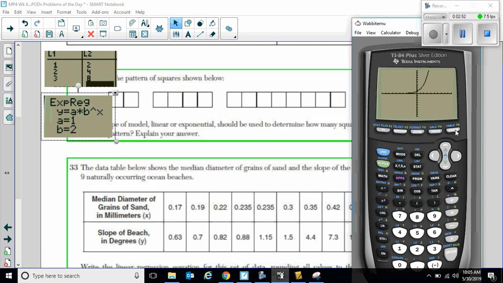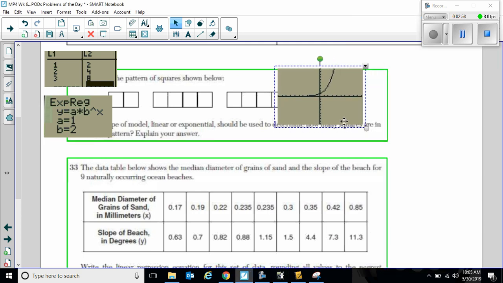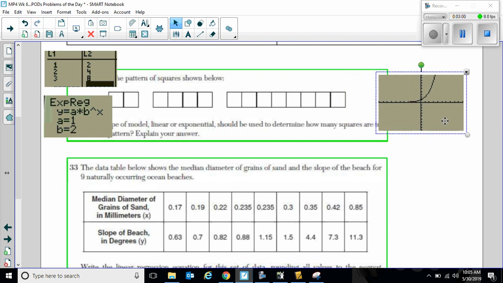Okay. So because it is a curved line, we can safely say our solution is not linear. Therefore, let's go ahead and select our exponential as our best choice. Okay, best choice. All right, pause the video and let's consider our next question.